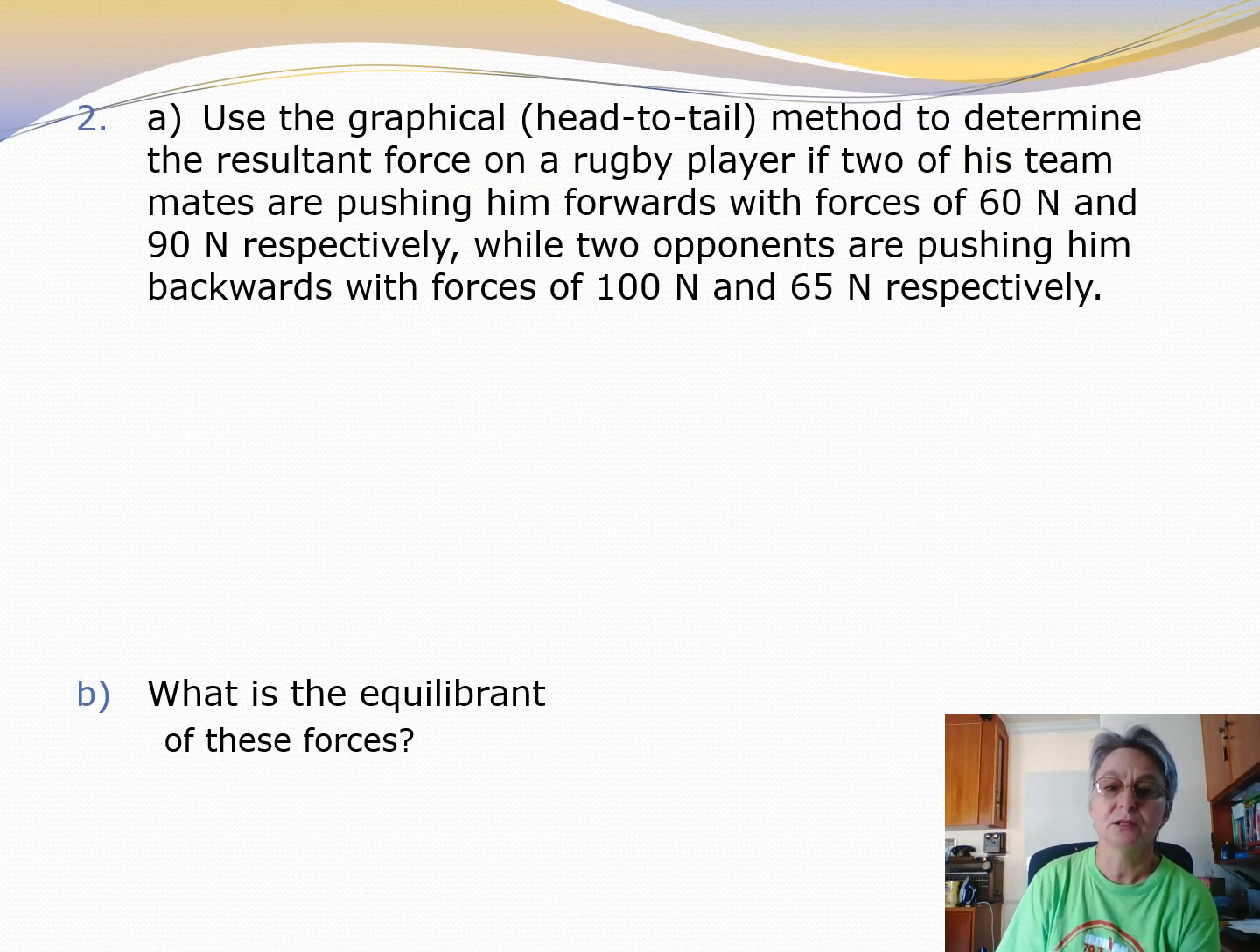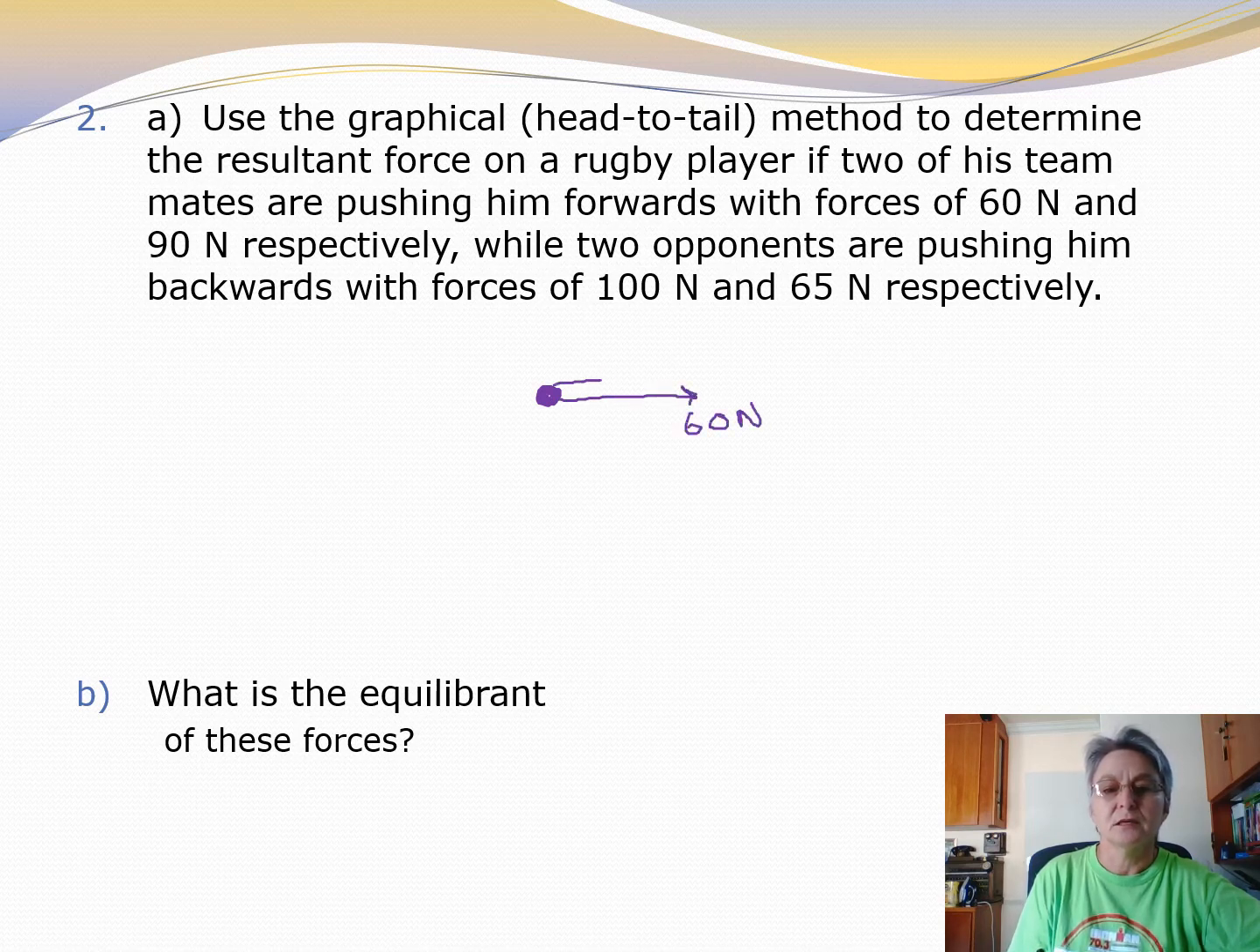Next, we use the graphical head-to-tail method to determine the resultant force of a rugby player if two of his teammates are pushing him forwards with forces of 60 and 90 newtons respectively, while two opponents are pushing him backwards with forces of 100 and 65 newtons respectively. Please choose a suitable scale. Try this by yourself. I'm just going to draw a rough diagram here. So this is the rugby player, and his teammates are pushing with forces of 60 newtons and 90 newtons. They're pushing him forwards. He's got some opponents acting on him, so they're going in the opposite direction, 100 newtons and 65 newtons.